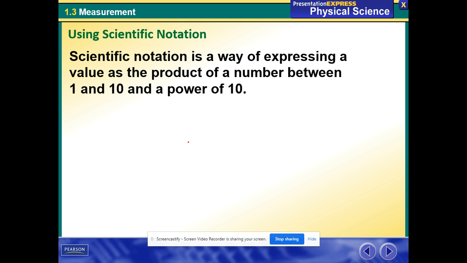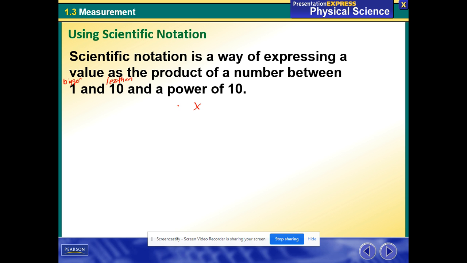So scientific notation is defined as a way of expressing a value as the product of a number between 1 and 10 and a power of 10. Now that's a big mouthful, so let's break that down. It is a product, so we know that we are multiplying two things, hence my multiplication sign. We're multiplying a number between 1 and 10. So this number has to be bigger than 1, but less than 10.